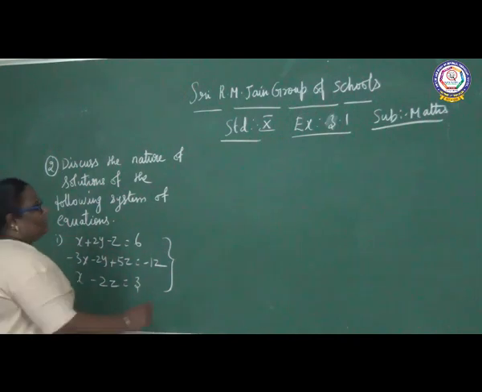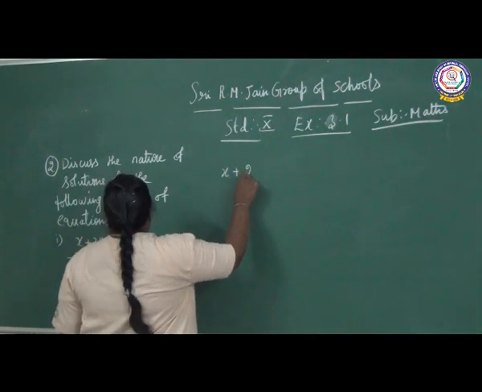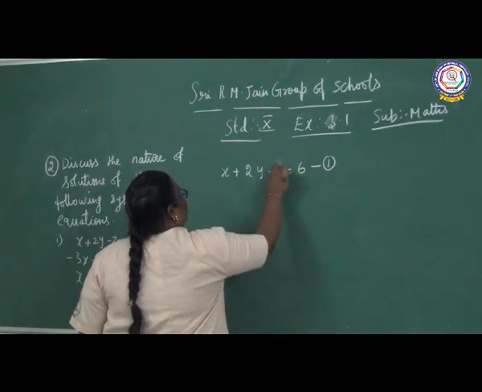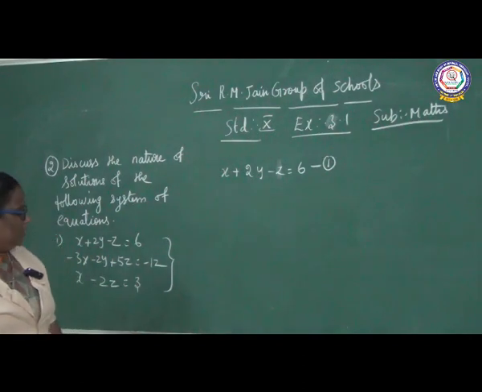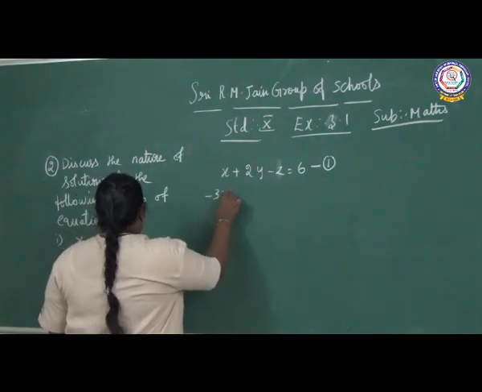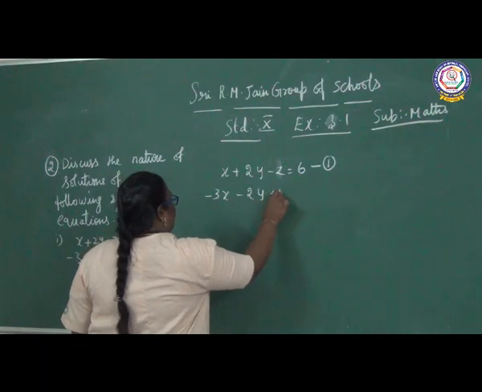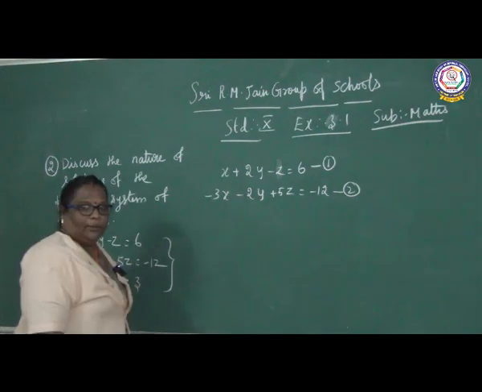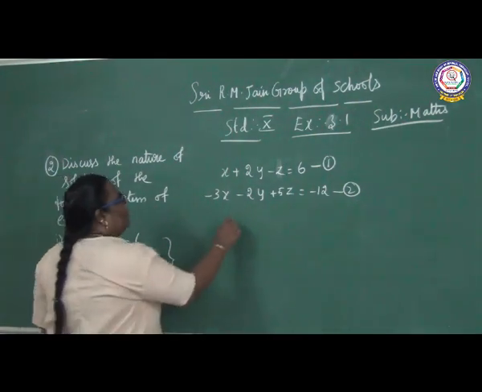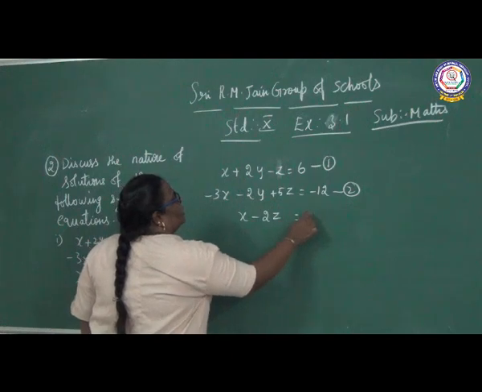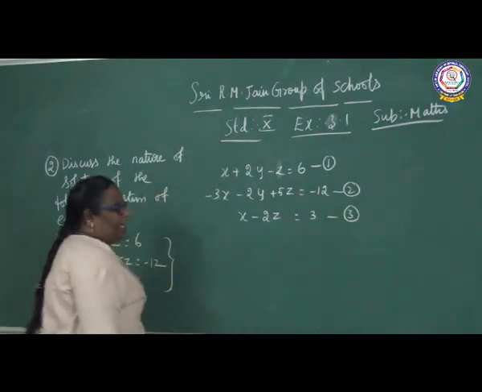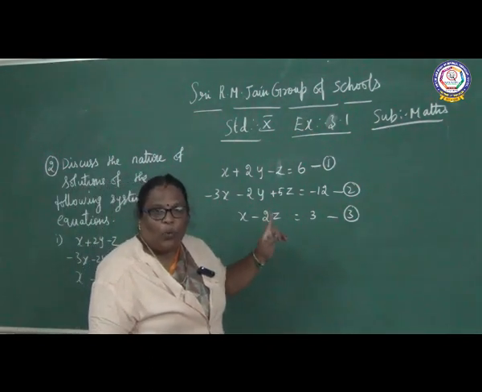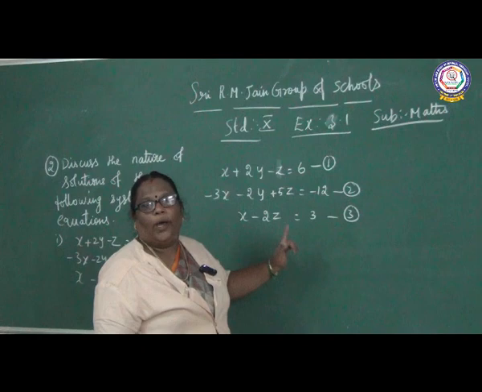See here, I can take x plus 2y minus z equal to 6 as the first equation. What is the second equation? Minus 3x minus 2y plus 5z equal to minus 12, the second equation. What is the third one? x minus 2z equal to 3, I can take it as the third equation. See, in the third equation, the y term is absent. There is no y term.